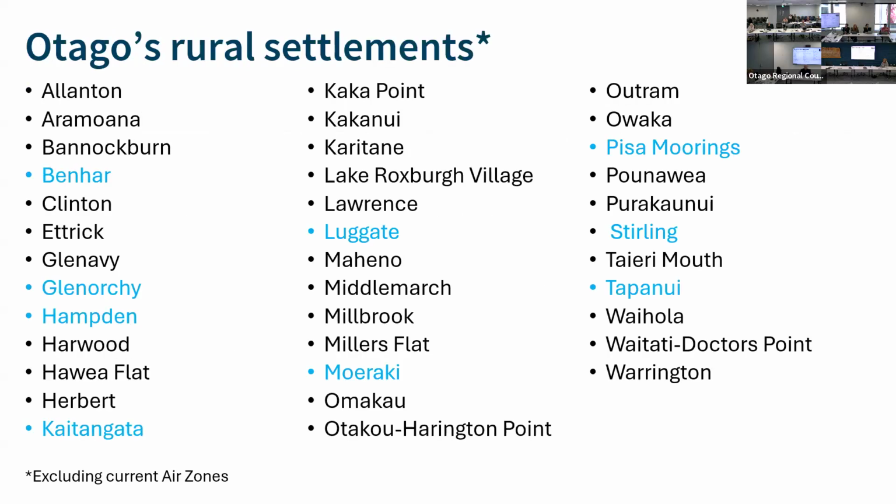And here we have Otago's rural settlements. So the blue towns are the settlements that we recommend to become new air zones based on emission density, low dispersal rates, and also predicted urban growth. We haven't mapped these areas as yet, but we would probably use the urban rural mapping tool. So Benhar, Glenorchy, Hampden, Kaitangata, Luggate, Maniototo, Pisa Moorings, Stirling and Tapanui. And we're really interested to know from you if you think we are missing anything important here.